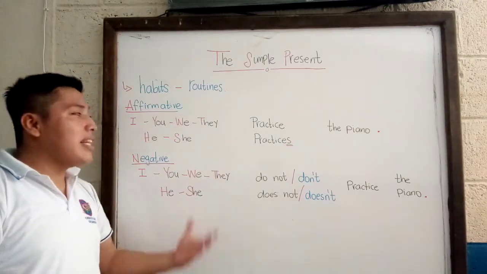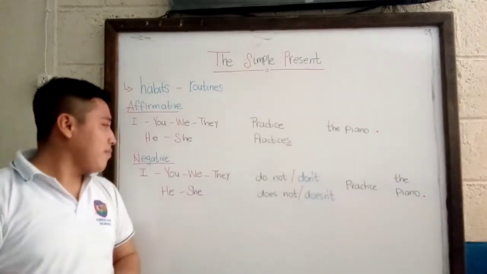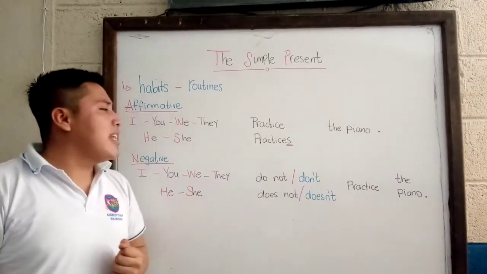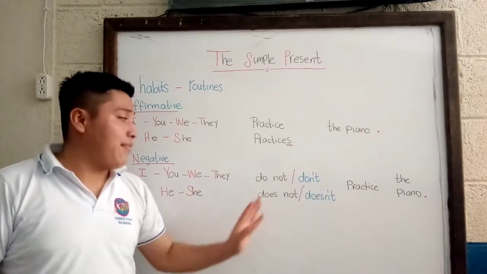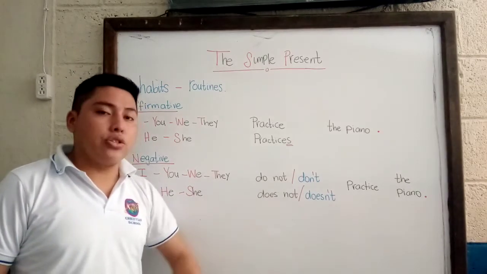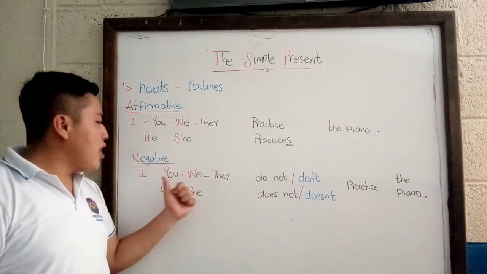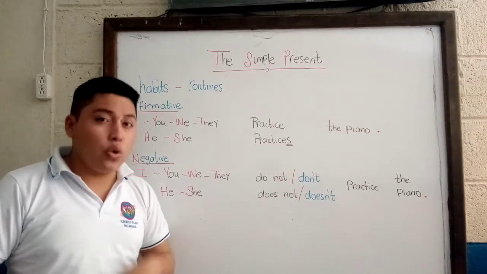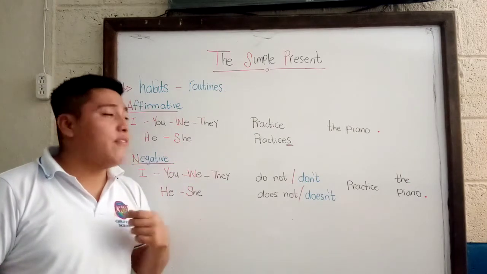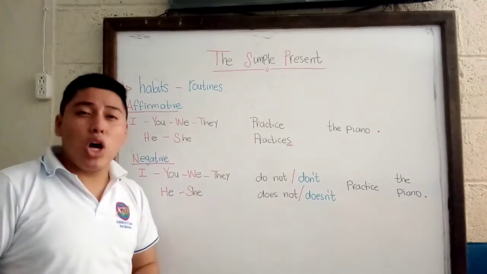So, okay, now let's continue with the negative. Okay, for the negative, we only add something else because we want to express the sentence in a negative way. In this case, I'm going to add do not or don't as a contraction, or does not or doesn't with these different pronouns. Okay, I, you, we, and they do not or don't. Don't is often used for speaking or informal writing. Then practice the piano. I do not practice the piano.